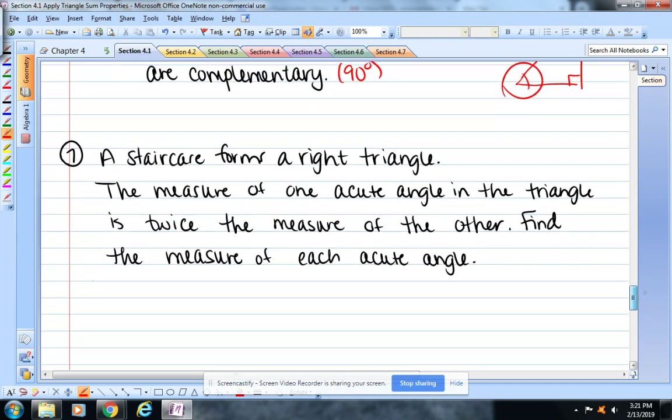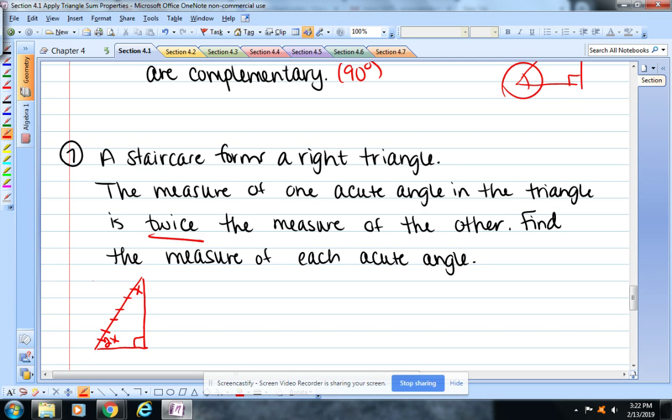Okay, so it says a staircase forms a right triangle. So I'm going to draw the base of the stairs being a right triangle. So you can have steps going up it. Okay, this is a right triangle. It says one of the acute angles in the triangle is twice the measure of the other. Find the measures of each acute angle. So one is twice the measure of the other means 2 times the measure. So if this one is x, twice x would mean 2 times x.